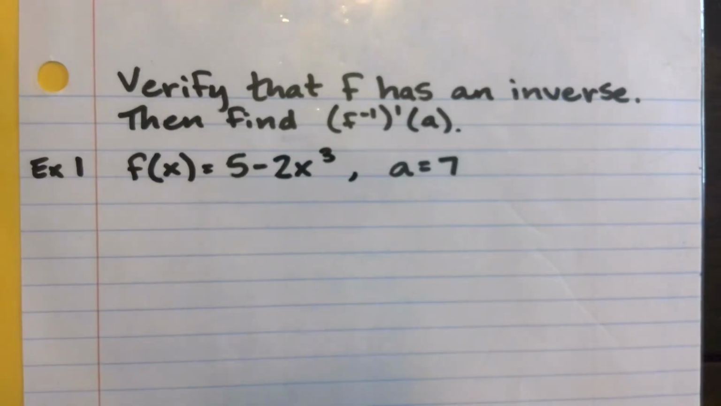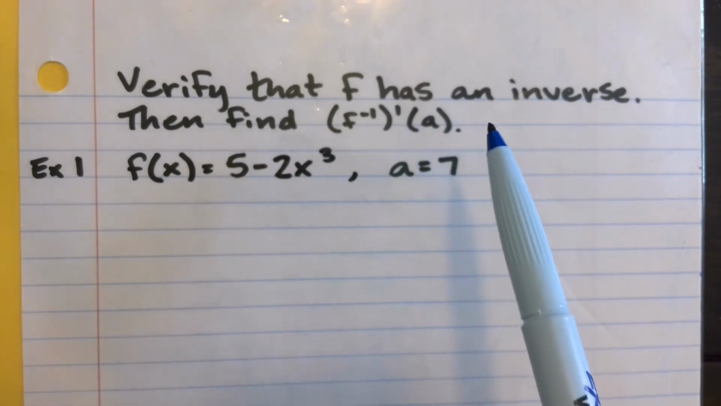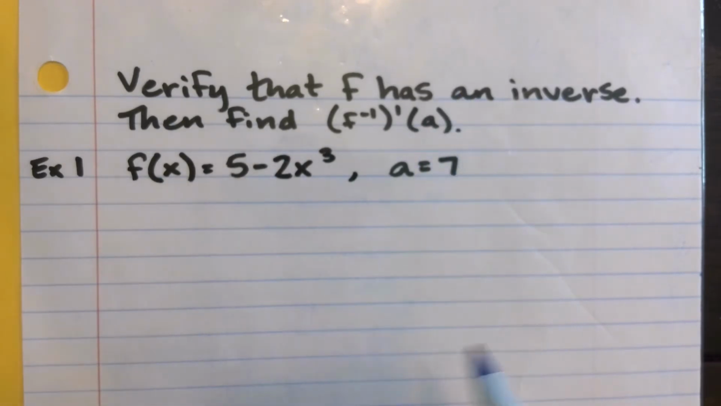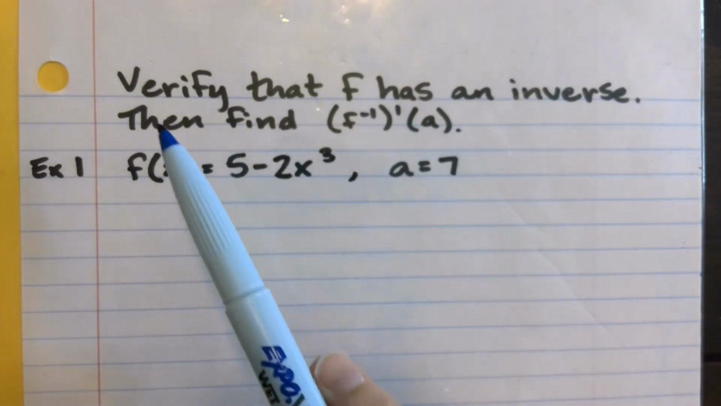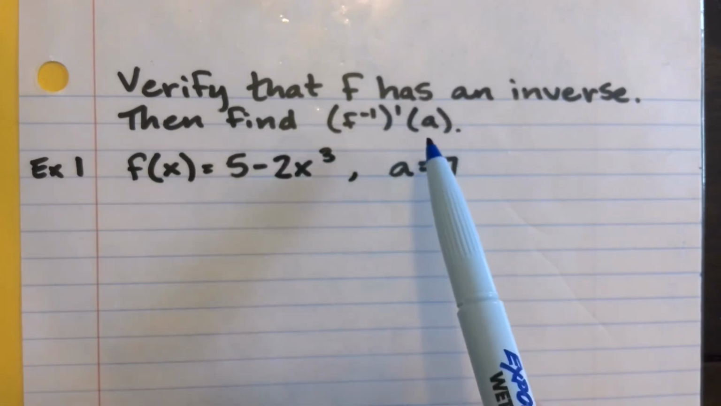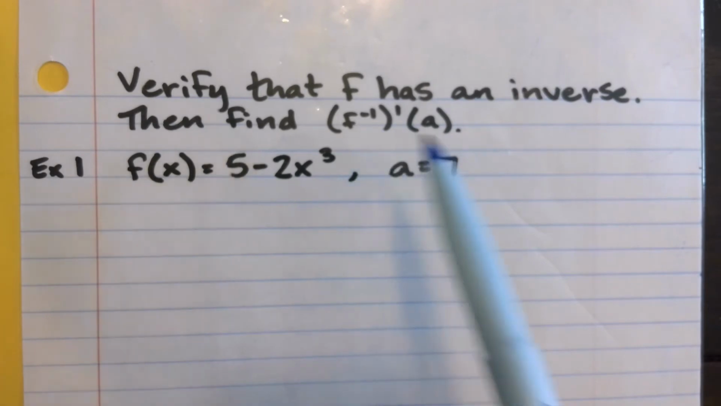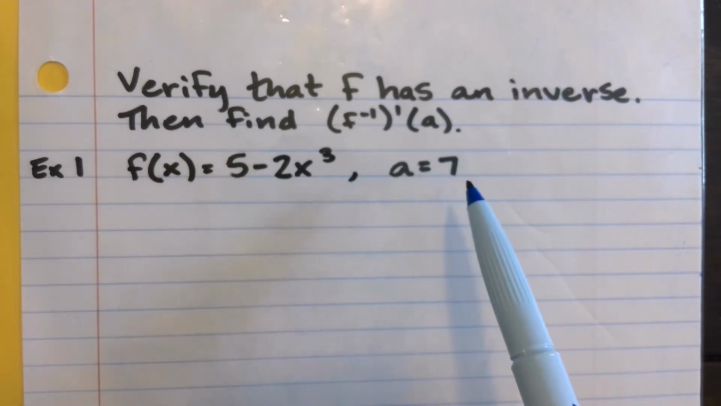So for our first example, we're going to first verify that f has an inverse. So somehow we have to show that it's 1-to-1, that it passes that horizontal and vertical line test, or our best bet is to use calculus to show that it is monotonic, that it's strictly increasing or strictly decreasing. And then we're going to be finding f inverse prime of a. So we're figuring out what is the derivative of our inverse of f when a is 7.